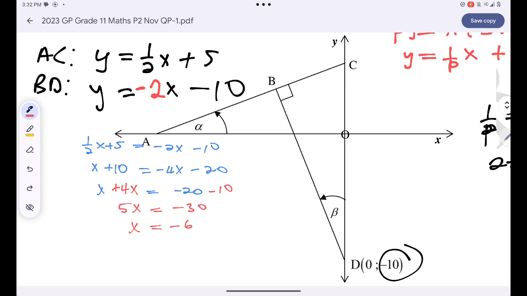All I need to do is to just go and find the corresponding y value. I can use either of the two equations to find the y value. Now, just because I don't like using fractions, I'll simply use the equation of line BD.